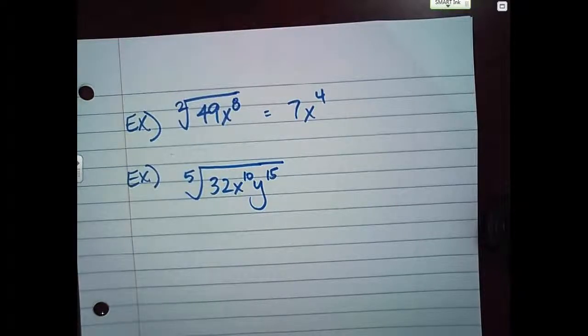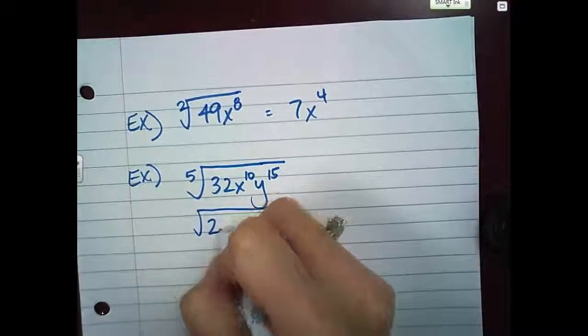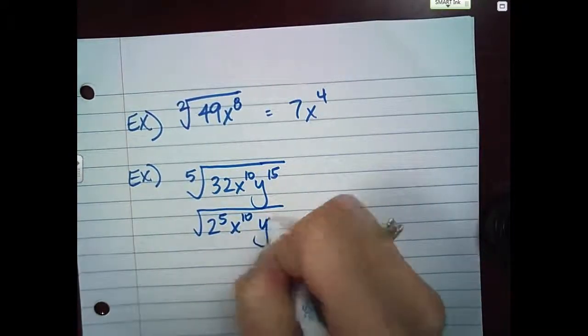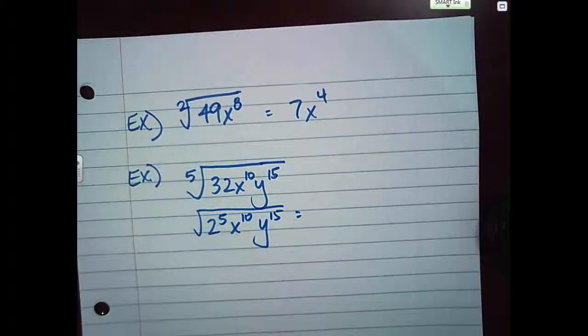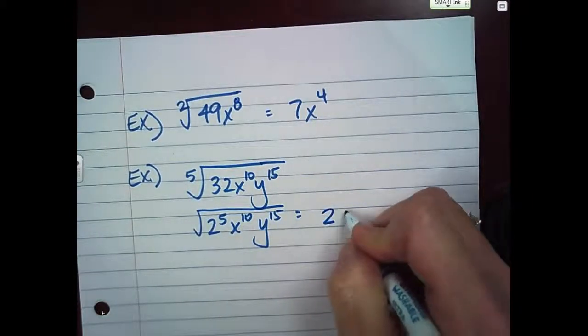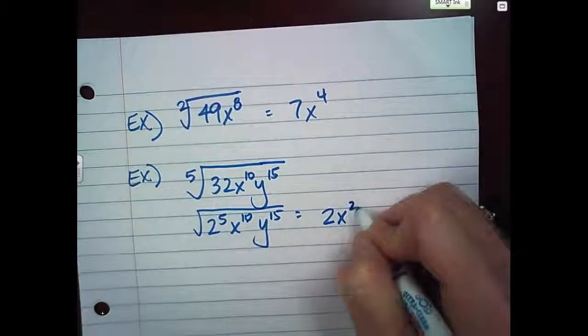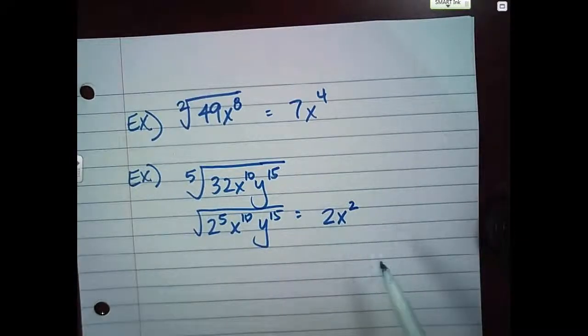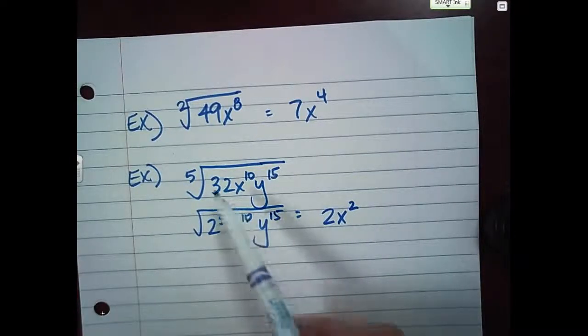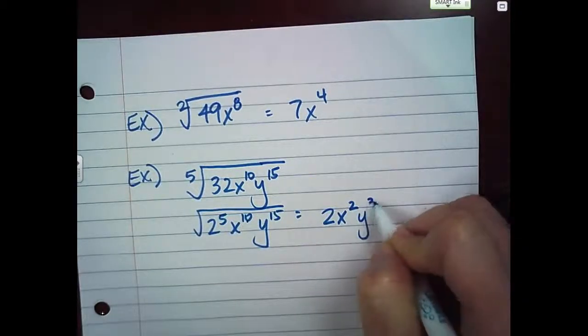What's the fifth root of 32? It's 2, right? 2 to the fifth power is 32. If you need to rewrite that, you can: 2 to the fifth power, x to the 10th, y to the 15th. You don't have to do that, but if you notice it, which means the answer is 2, x to the what? 10 divided by 5 is 2. Okay, even. And then 15 divided by 5 is 3.